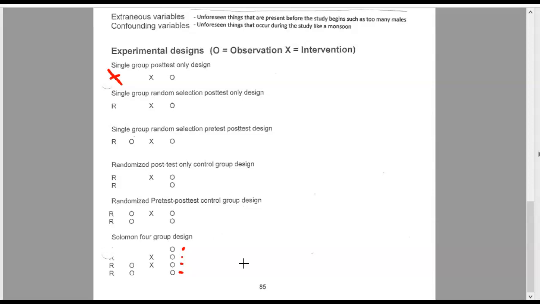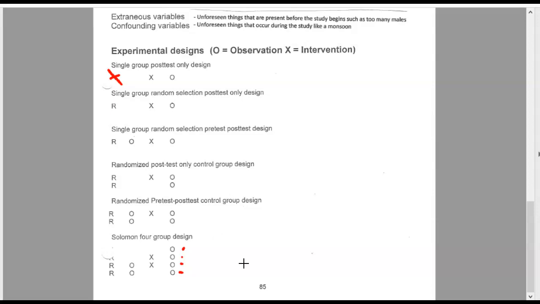all the possibilities. So what will be the answer to the example on the test like this? To just say that a Solomon four-group design covers all the bases, it leaves nothing to chance. So why don't all researchers use the Solomon four-group design? Well, I'll tell you why.